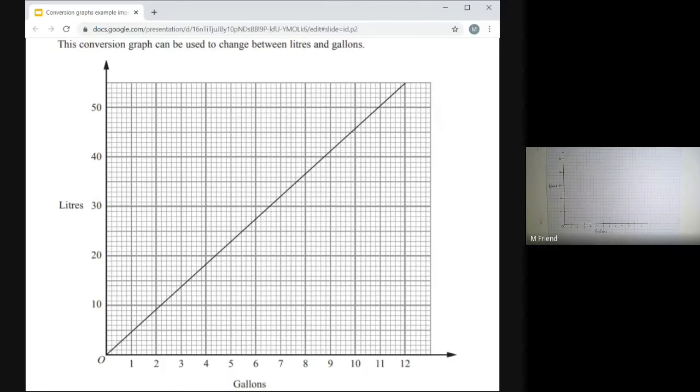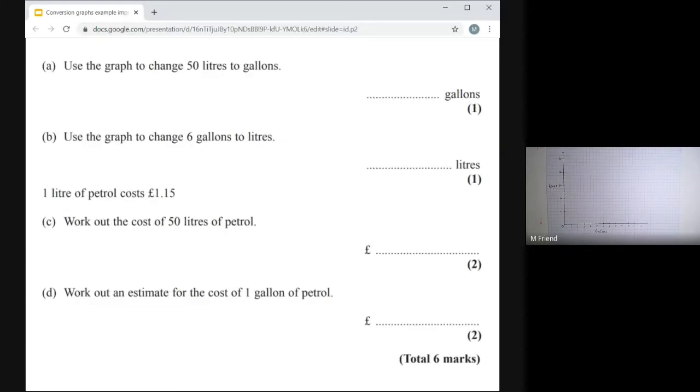Now, it turns out that this was actually the top half of an exam question, and the bottom half of the exam question looked like this. Now, I'd like to take you through how you do each question just one stage at a time. So the first one, use the graph to change 50 litres to gallons.